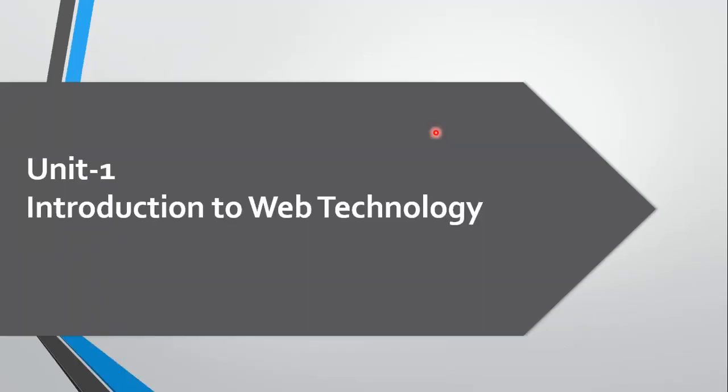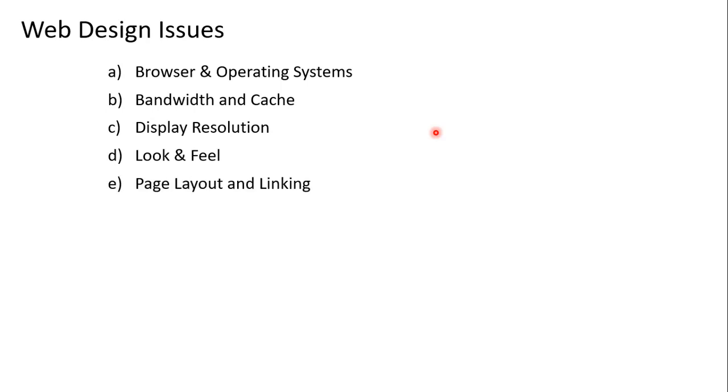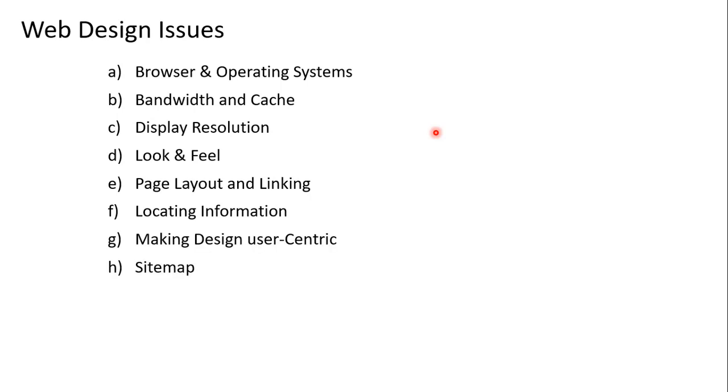So unit 1, that is introduction to web technology. Today our topic is web design issues. First issue is browser and operating systems. Second issue is bandwidth and cache. Third is display resolution. Fourth is look and feel. Next, page layout and linking. Locating information. Next is making design user centric. Next is sitemap. We will see one by one.